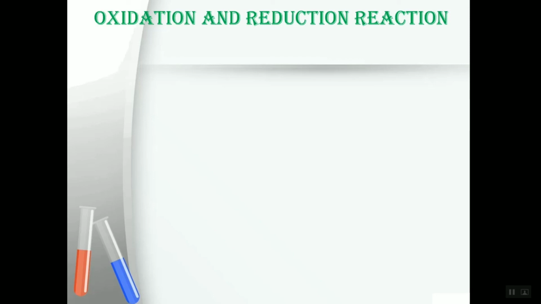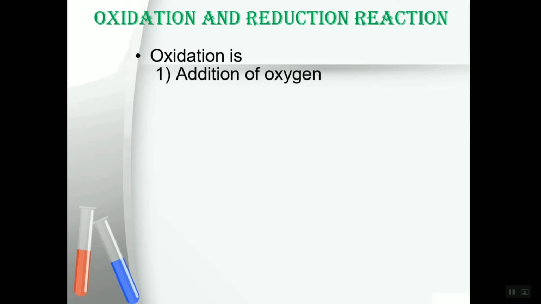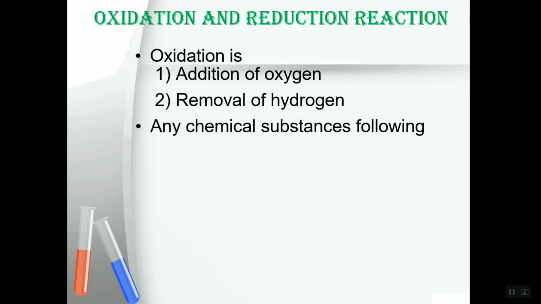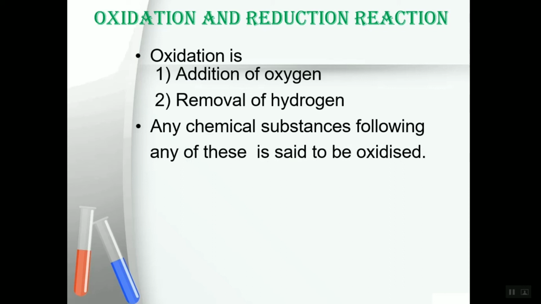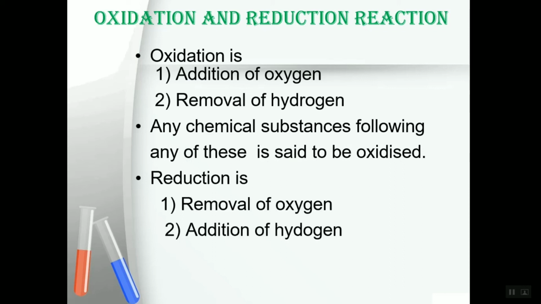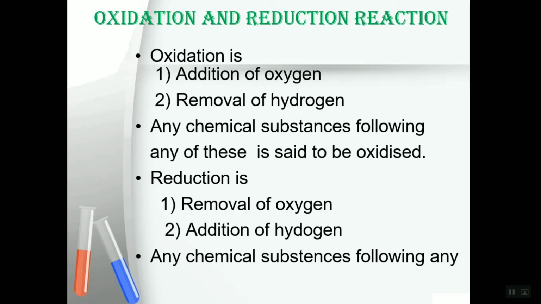Now let's see oxidation and reduction reactions. So first of all, let's see what is oxidation. Oxidation is nothing but the addition of oxygen or removal of hydrogen. So any chemical substance following any of these is said to be oxidized. And what is reduction? Reduction is nothing but the removal of oxygen or addition of hydrogen. So any chemical substance following any of these is said to be reduced.